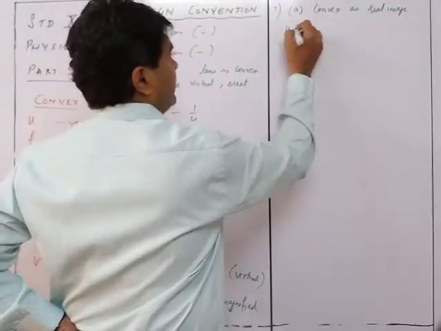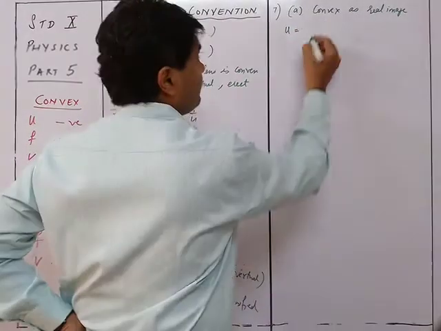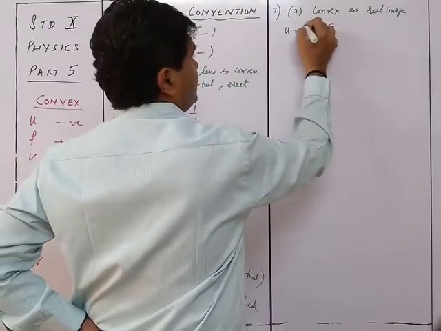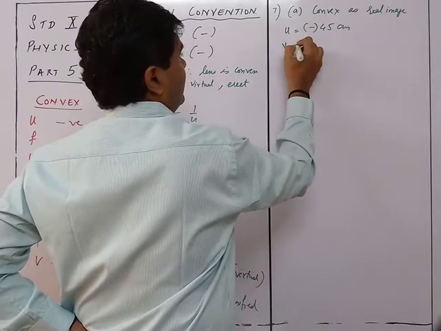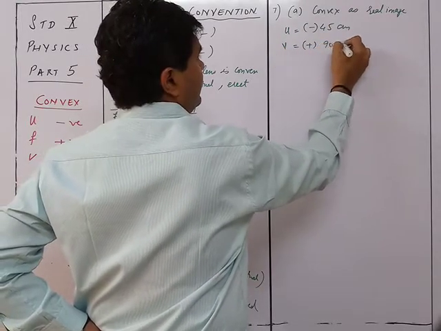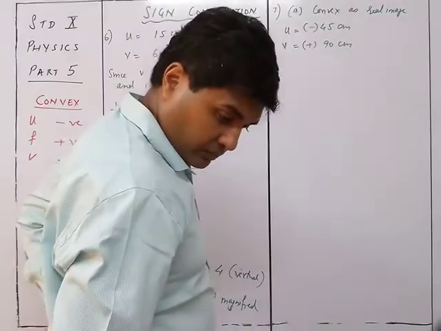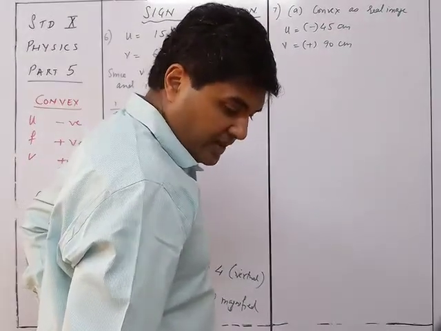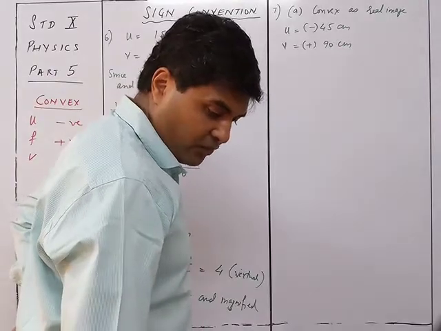Object placed at 45 centimeters from it, on a screen placed at 90 centimeters. So we say u is equal to minus 45 centimeters, and v is equal to positive 90 centimeters. Name the lens. We name the lens as convex. Find the focal length and magnification.